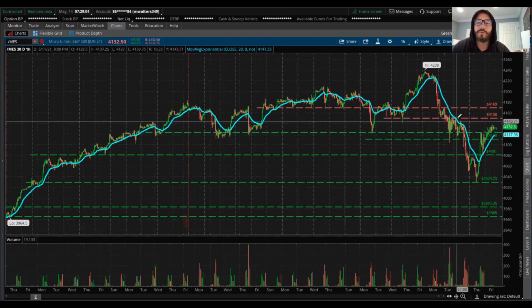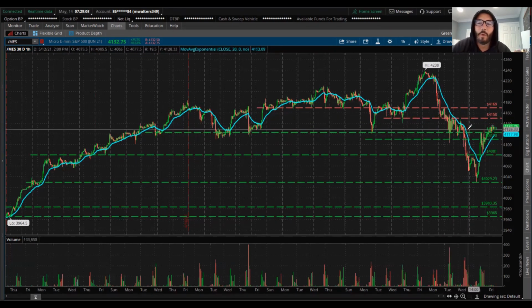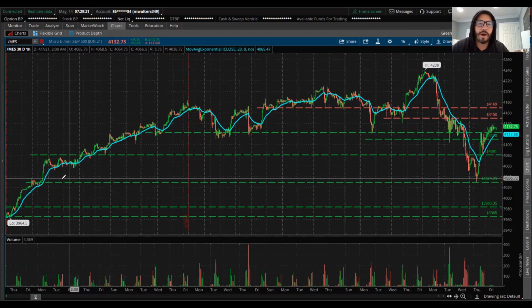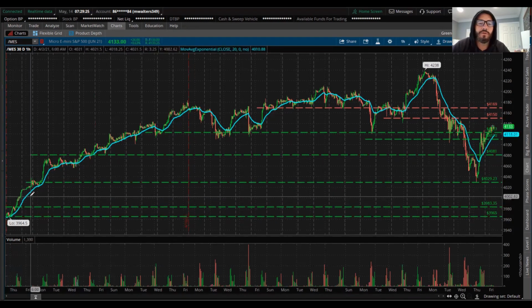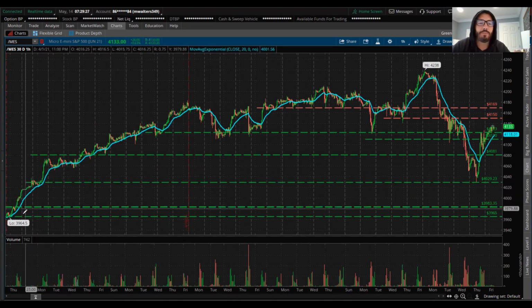And you can see it was really struggling right here. All the computer algorithms knew if we cracked through this level, that was support here, support here, support here, we would go down to these other levels. Now, you can see where the clear level of breakout was back in April.